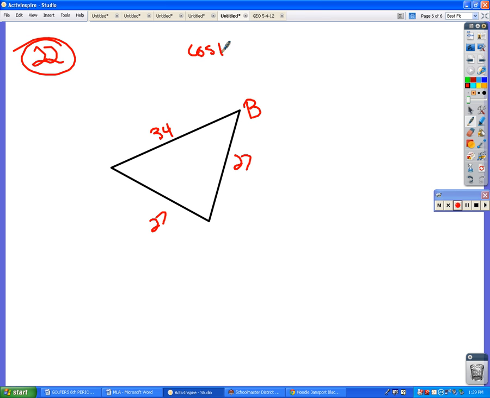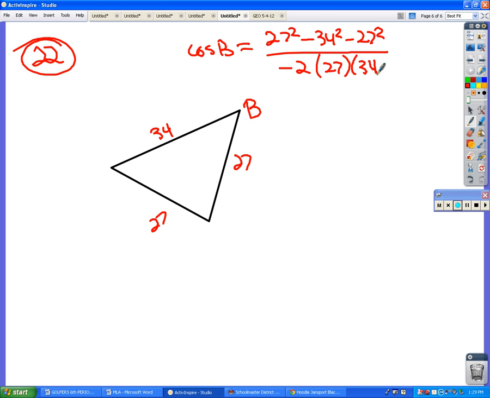So this is that crazy one where the cosine of angle B is going to equal, what number do I do first? 27. Always start with the side opposite the angle that you want. And then these, the order doesn't matter. Minus 34 squared minus 27 squared, divided by negative 2 times 27 times 34.